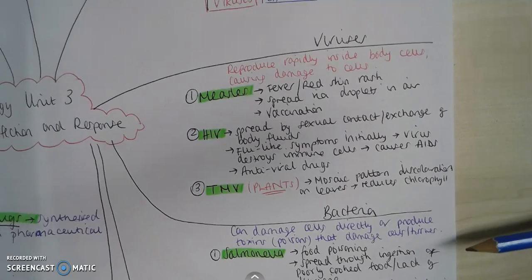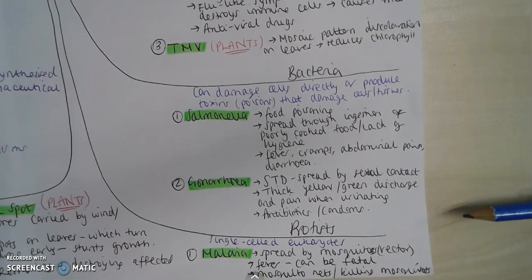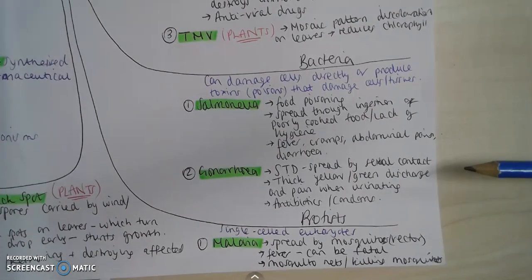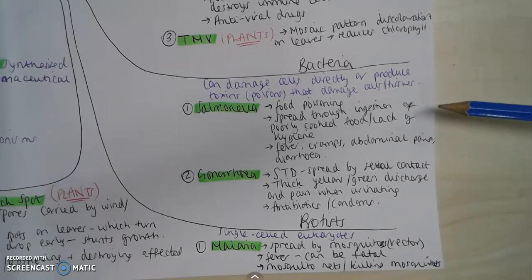Moving on then to bacteria. A couple of different diseases for this one. In general, bacteria can either damage cells directly or they produce toxins, which are like poisons that damage cells or tissues. Salmonella is a typical example of a bacterial infection, and this is a typical food poisoning infection. It's usually spread through the ingestion of poorly cooked food or just a general lack of hygiene.